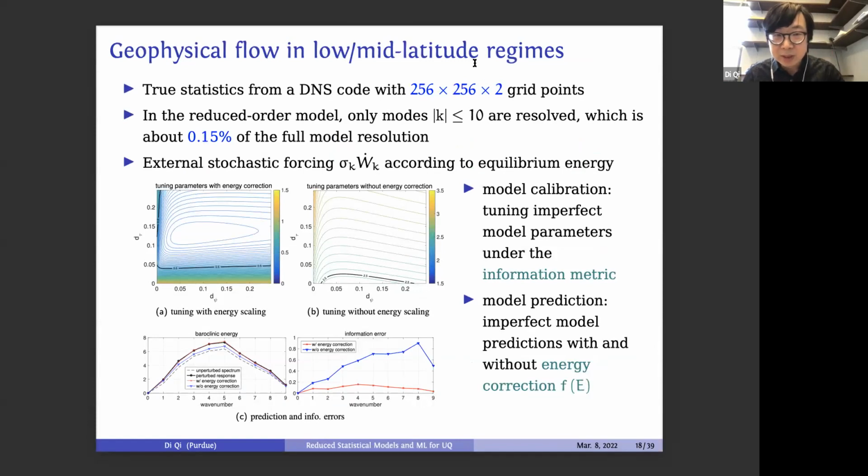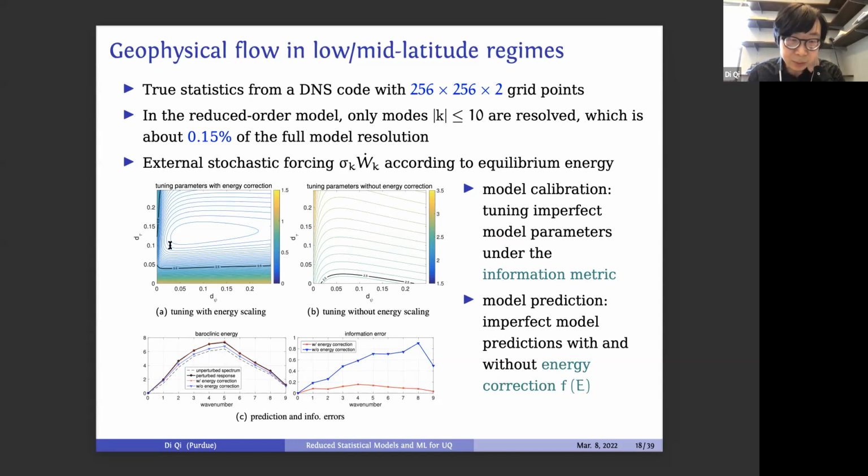A more interesting example is in this quasi-geostrophic model, where the true statistics we recover using direct numerical simulation. This is a three-dimensional model, and we just use a moderate resolution, 256 by 256 in the X and Y horizontal scales, and 2 layers in the vertical. So it is still already quite a high-dimensional model and expensive to run directly. In the reduced order model, we just take the first 10 leading modes, so it only accounts for a very tiny portion of the total modes of the system.